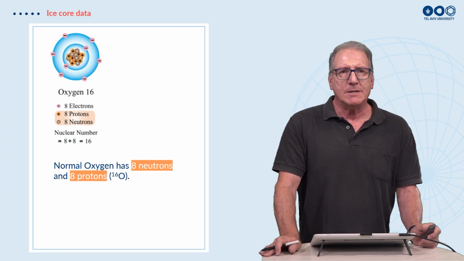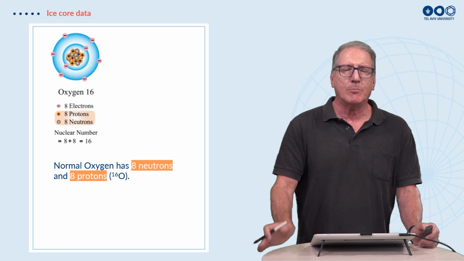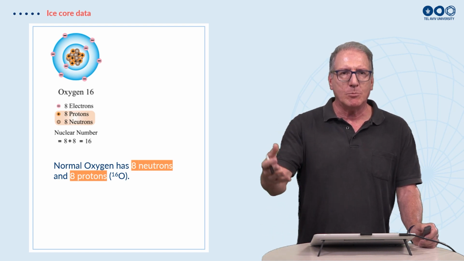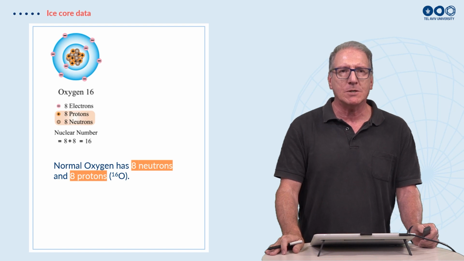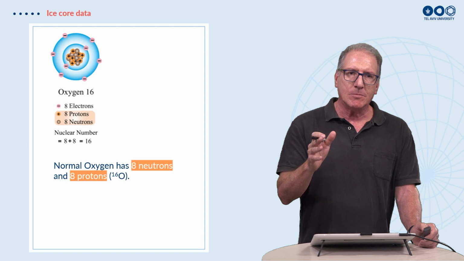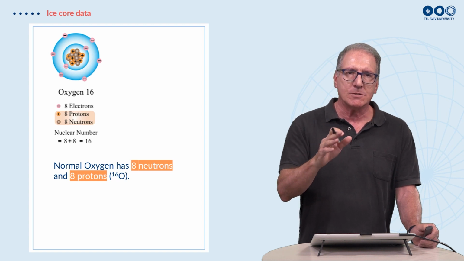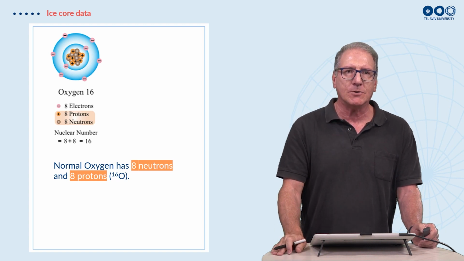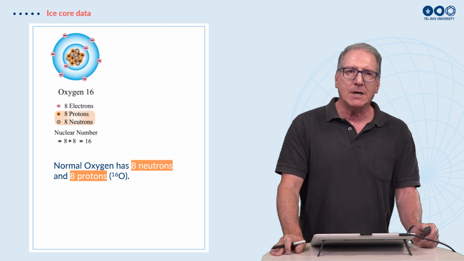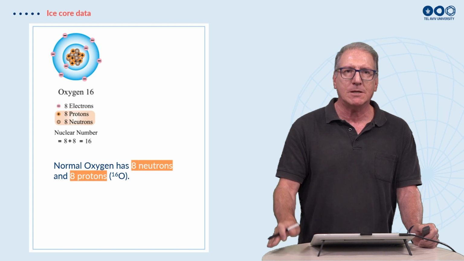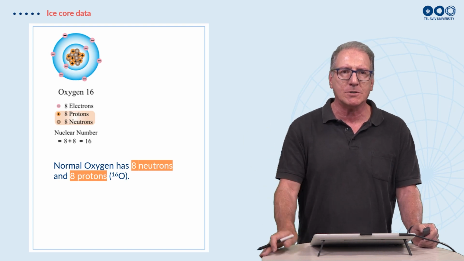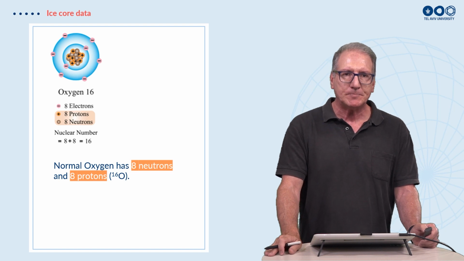So let's talk about these isotopes that we can use for measuring the temperature back in time. When we look at the oxygen in the room around us here, most of the oxygen is what we call oxygen 16. In the oxygen atom, we have 8 electrons. You can see this cloud of electrons around the center, the nucleus of the atom. And we have 8 protons and 8 neutrons. 8 plus 8 gives us 16. We call this oxygen 16. And that's the majority of the oxygen in the atmosphere.